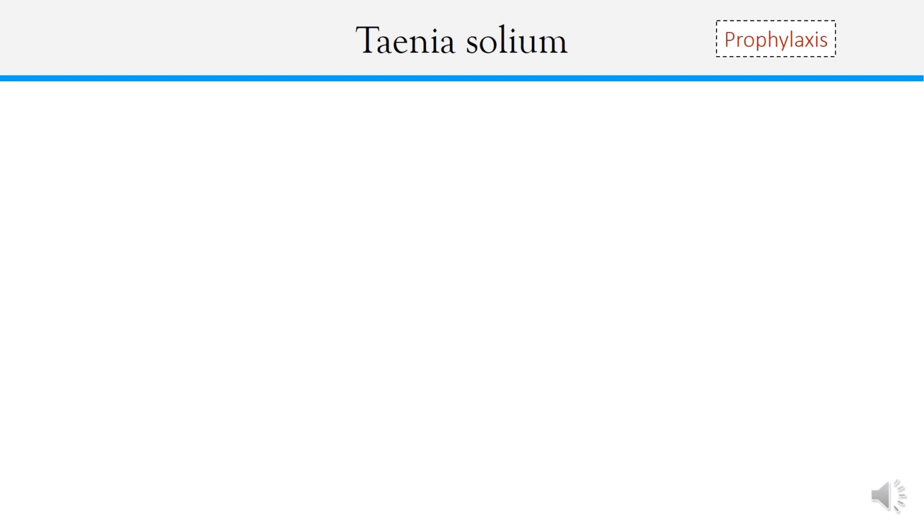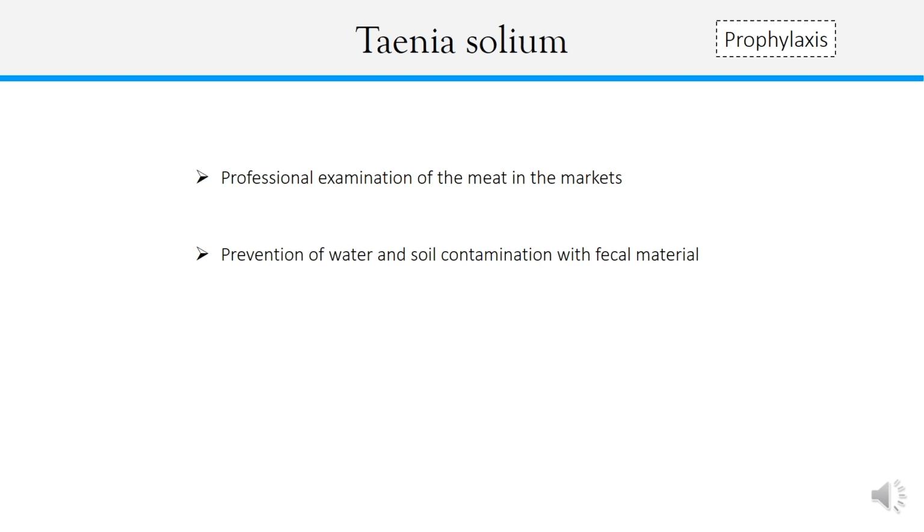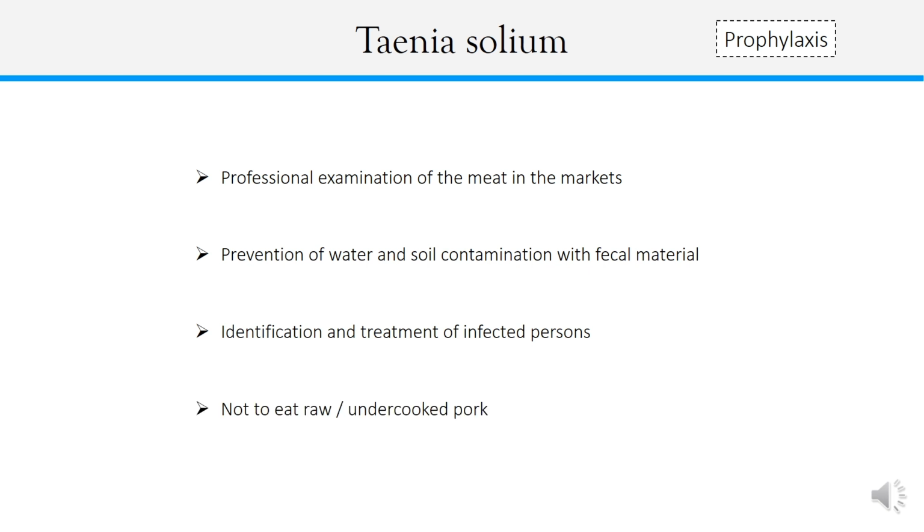How to prevent this disease? A professional examination of meat in the markets is necessary. Also prevention of water and soil contamination with fecal material should be done, and of course identification and proper treatment of infected persons should be performed. Also, it is not recommended to eat raw or undercooked pork.